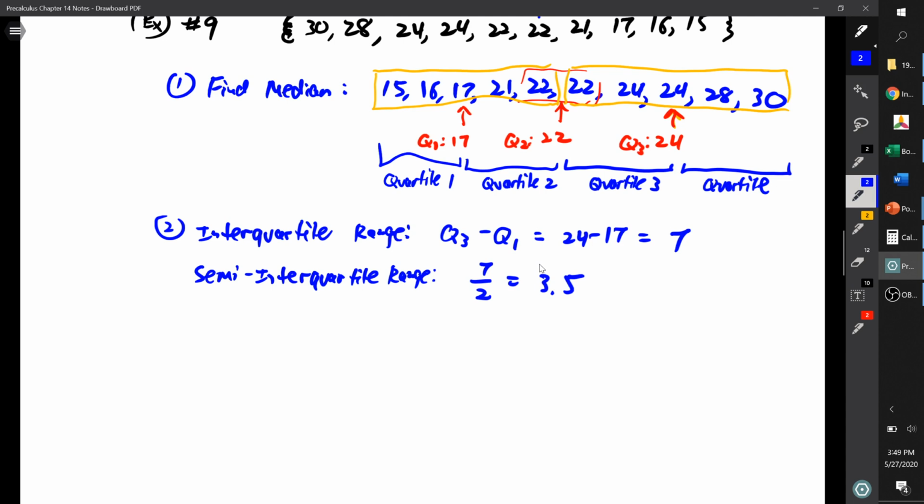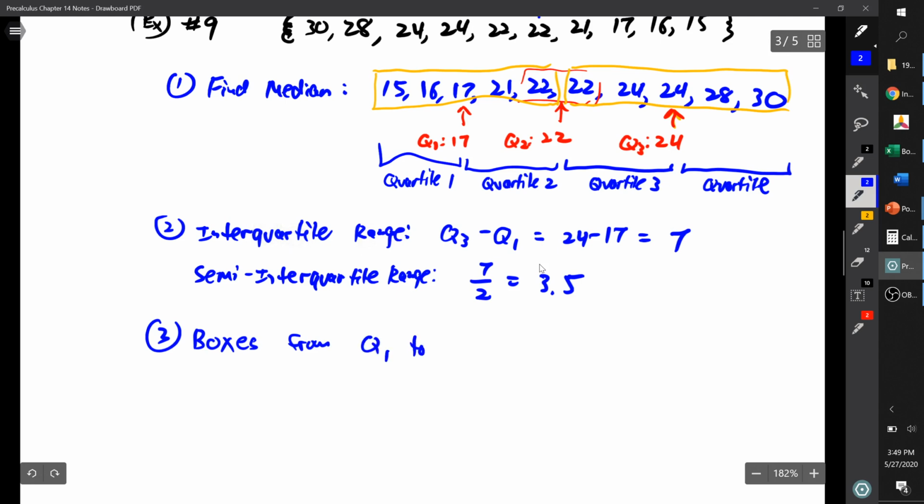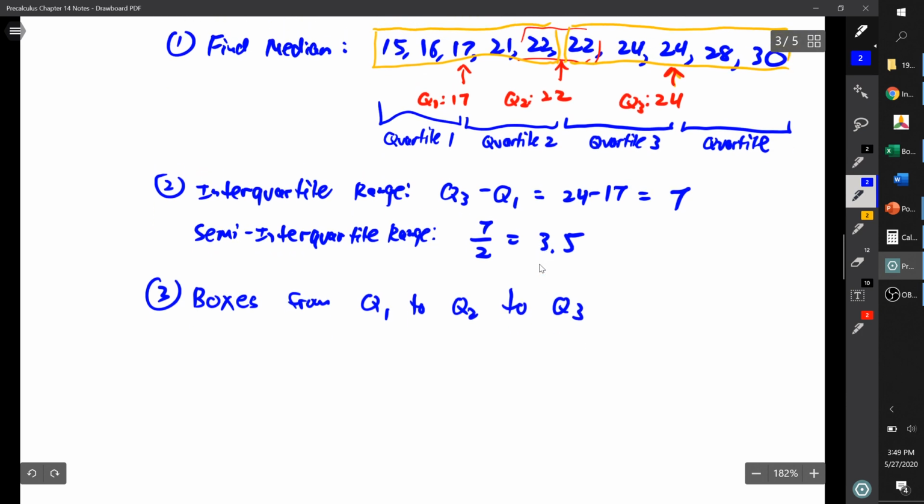So I listed the interquartile range and the semi-interquartile range because your homework problem will ask for that. The semi-interquartile range, we're not going to use as much right now. So then the box and whisker boxes from Q1 to Q2 to Q3. So that'll go like this.